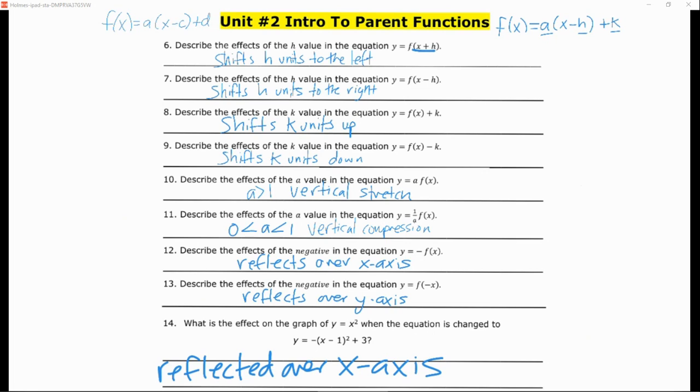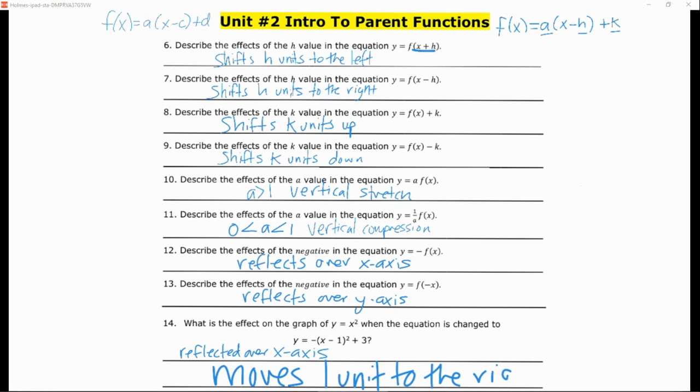Or upside down or pointing downward or whatever you want to say. The first thing that's happening here, reflect it over the x-axis. The next thing here is it moves 1 unit to the right. Remember, inside the parentheses, it's opposite behavior. So if inside the parentheses we have a minus 1, it means 1 unit to the right.